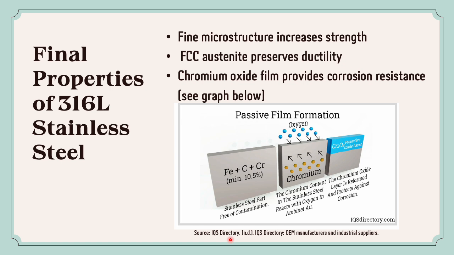Finally, these structural features determine the final properties. First, fine microstructure increases the strength. Second, the FCC austenitic phase preserves ductility. Third, corrosion resistance comes from the passive chromium oxide film on the surface. When chromium reacts with oxygen, it forms a thin protective layer, and this layer can self-heal if damaged, which is why stainless steel has strong corrosion resistance.